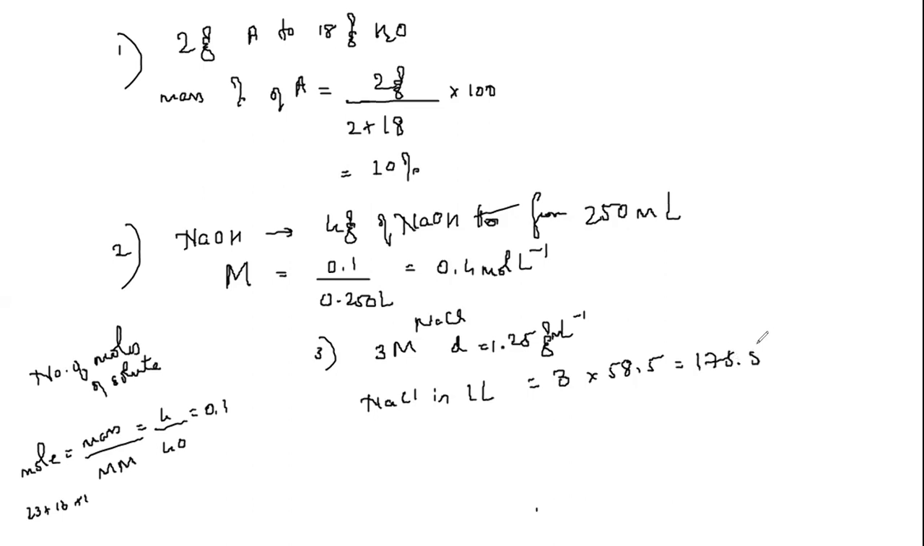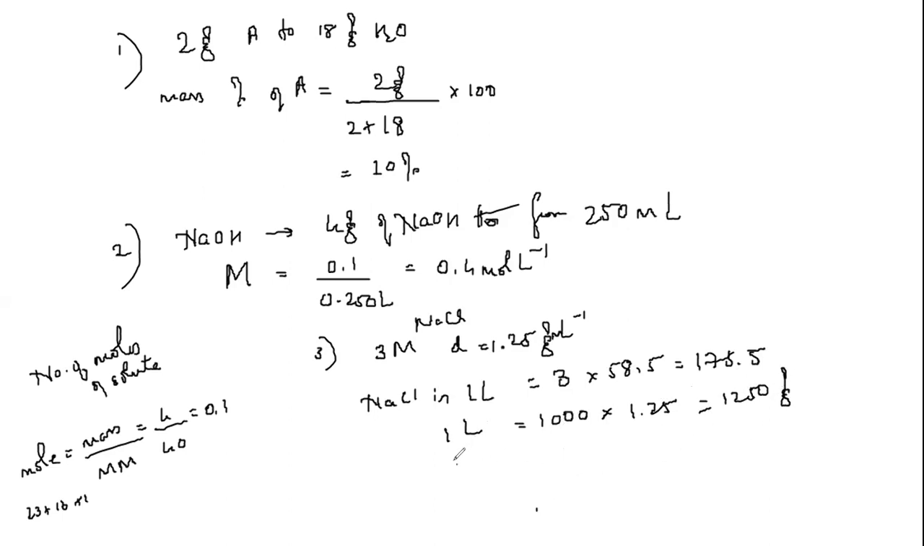I'm just taking a simple example. So, the mass of 1 liter of solution: 1 liter of solution is 1000 times 1.25, right? So it is 1250 grams. Since density is 1.25, the volume should be converted to grams.